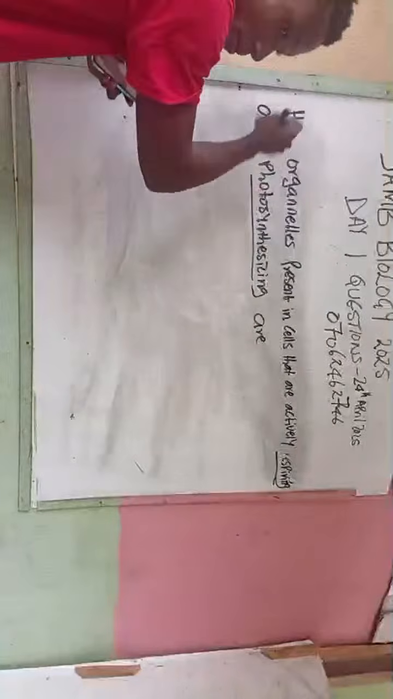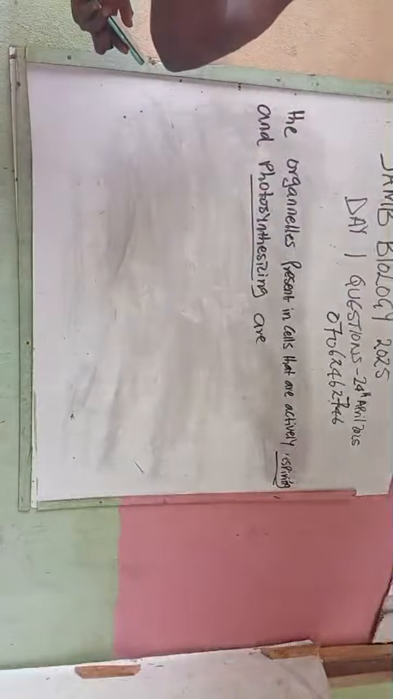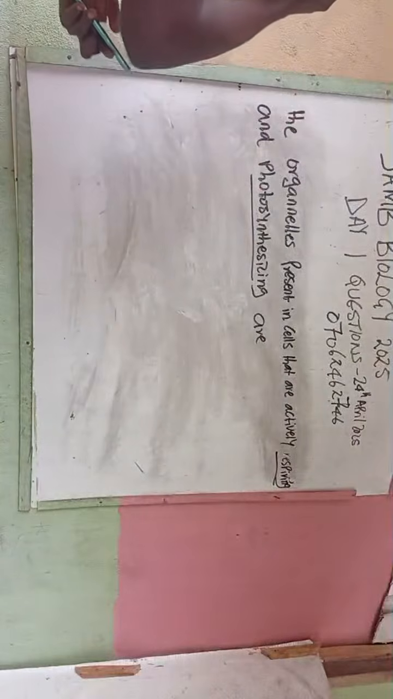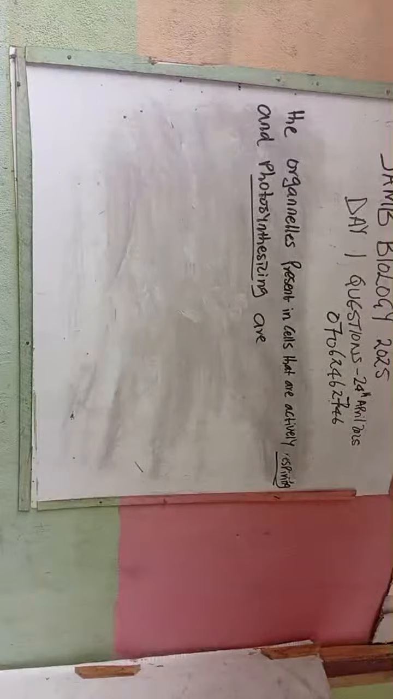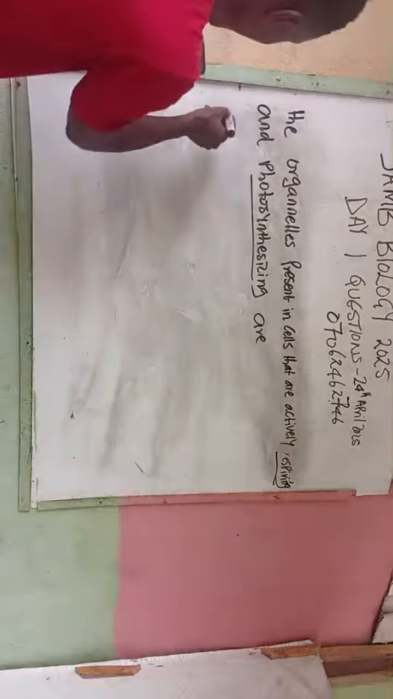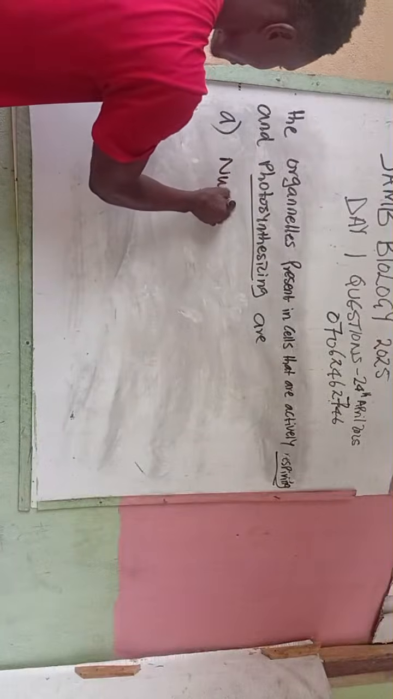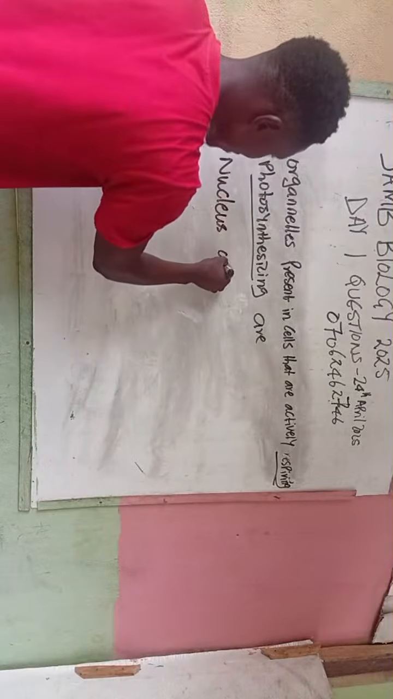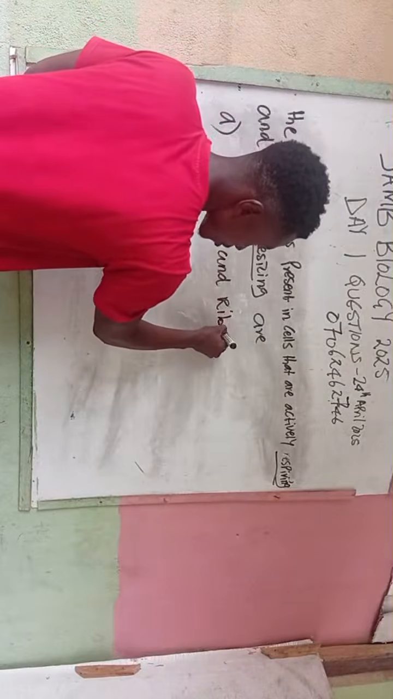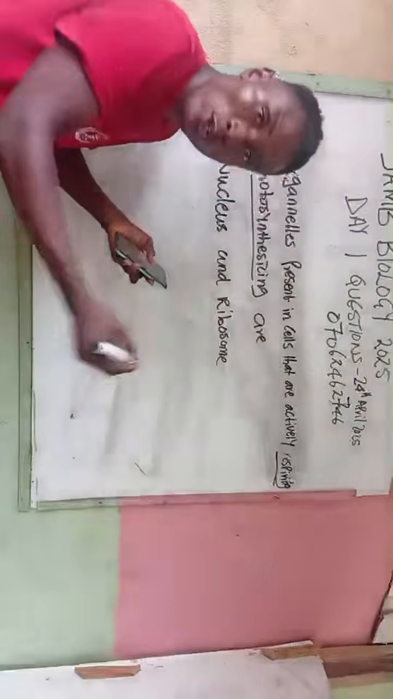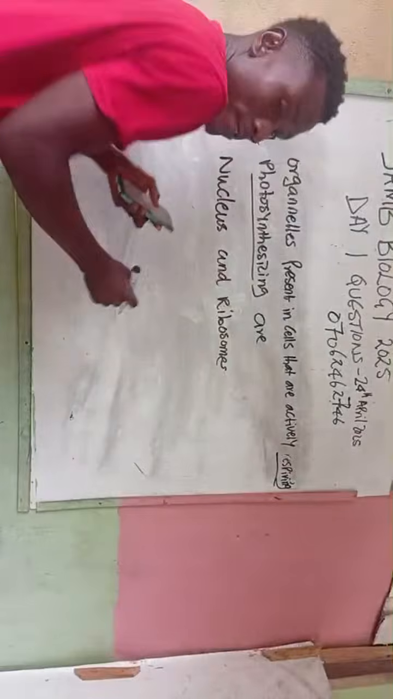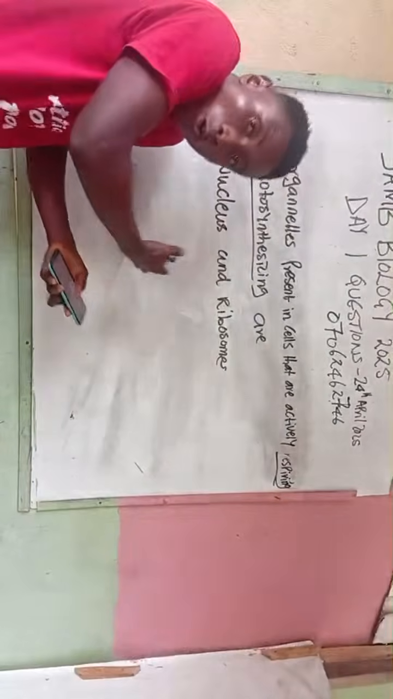So let me read Sean. As a team, I don't know this one. You say you don't know that one. Don't worry, let me explain. That's the major reason I want to explain it. So we have A, the nucleus and the ribosomes. Is the nucleus responsible for respiration? I don't know. Is the ribosomes responsible for photosynthesis? I don't know. We'll find out.